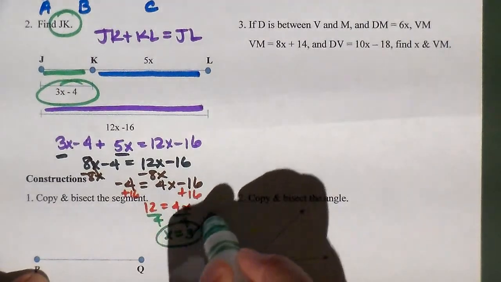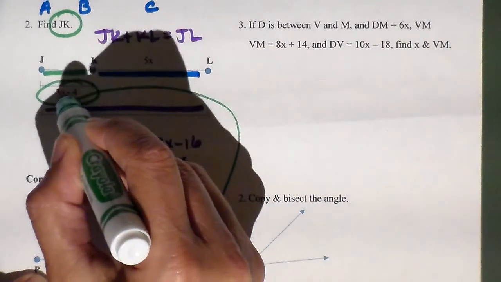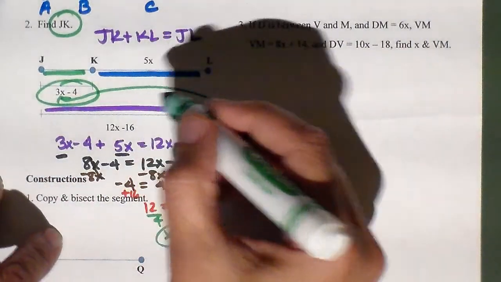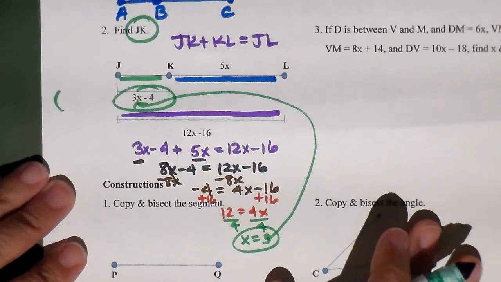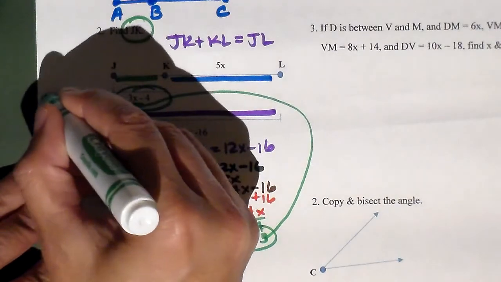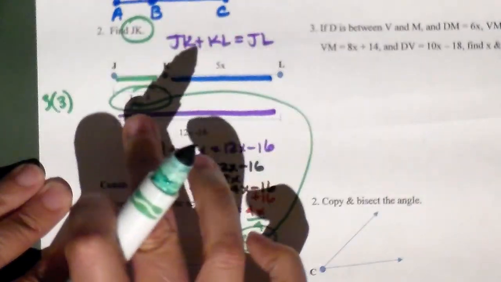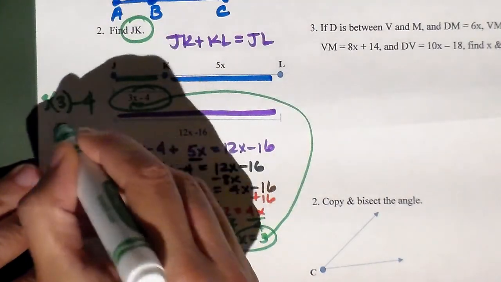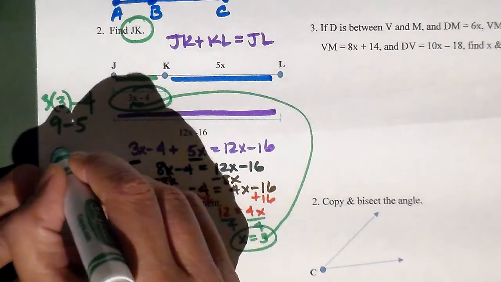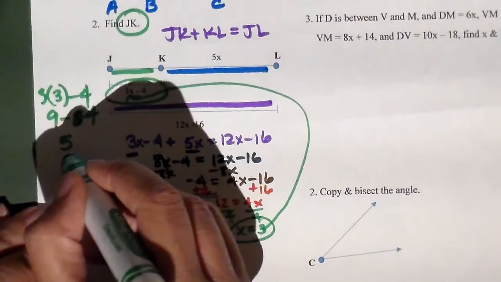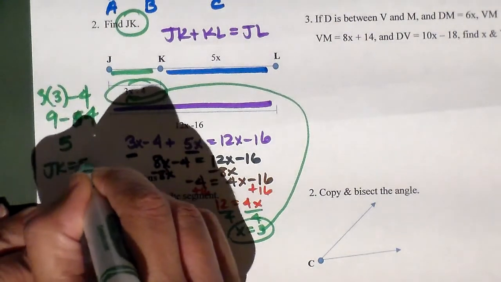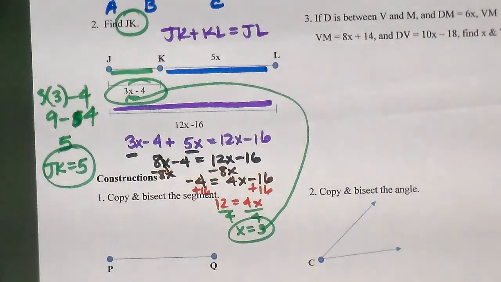So I'm going to plug in the 3 for the x. Does everybody see that? We're going to come up here and happy little x is going to go in there. 3 is going to go in there. So 3x, which is 3 times 3, minus 4 gives me 9 minus 4, which is 5. So JK equals 5. And that's how you do the segment addition postulate on that one.